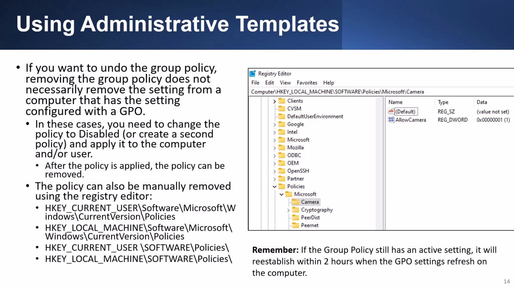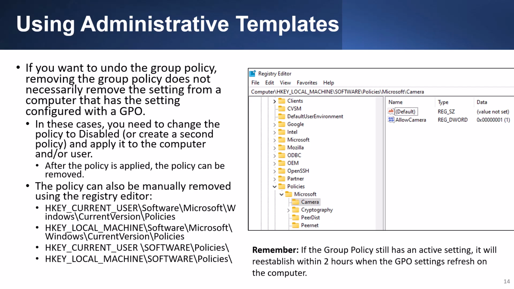If you want to undo the group policy, removing the group policy does not necessarily remove the settings from a computer that has the settings configured with the GPO. In these cases, you need to change the policy to disabled or create a second policy and apply it to the computer and/or user. After the policy is applied, the policy can be removed. The policy can also be manually removed using the registry editor. The location of these settings are shown on the screen.